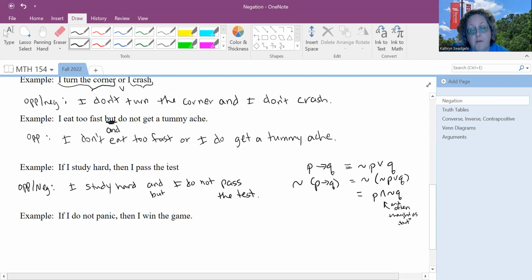All right, so the opposite of the if-then is: I did the first part, but the second part didn't happen. So P and not Q. So the if part and not the then part.